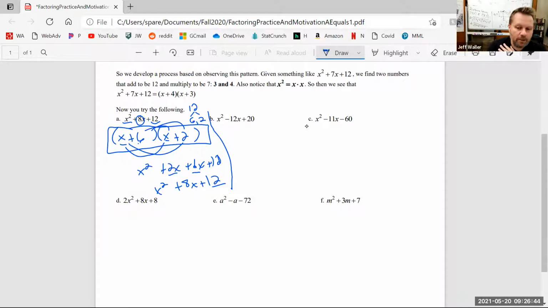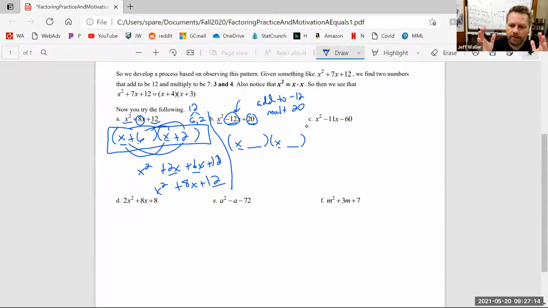So can somebody tell me the 2 numbers I need for this one? Here's the idea. I know I could put x and x because that's how I get x squared. So the whole problem is, what do I put here and here? What do those 2 numbers have to do? They have to add up to negative 12 and multiply to 20. So it becomes a number puzzle.